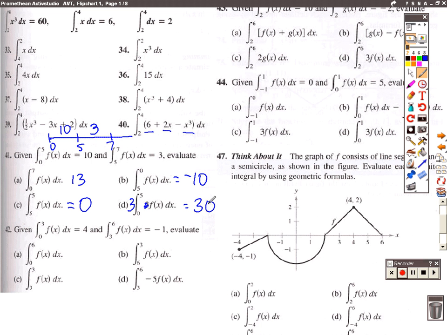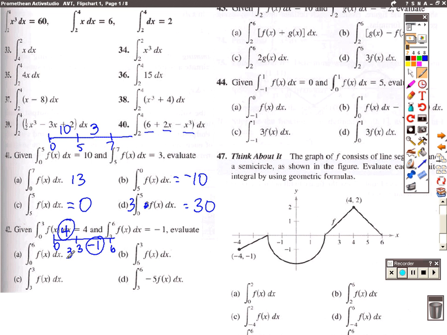Number 42, again, we know that, let's see if I can squeeze this in here, 0, 3, 6. So 0 to 3 is 4, and 3 to 6 is negative 1. And I just generally tend to put my negatives, here, let's circle these so we don't confuse them with numbers on the number line. I tend to put my negatives on the bottom. So the area from 0 to 6 would be 4 plus negative 1, which would be 3.